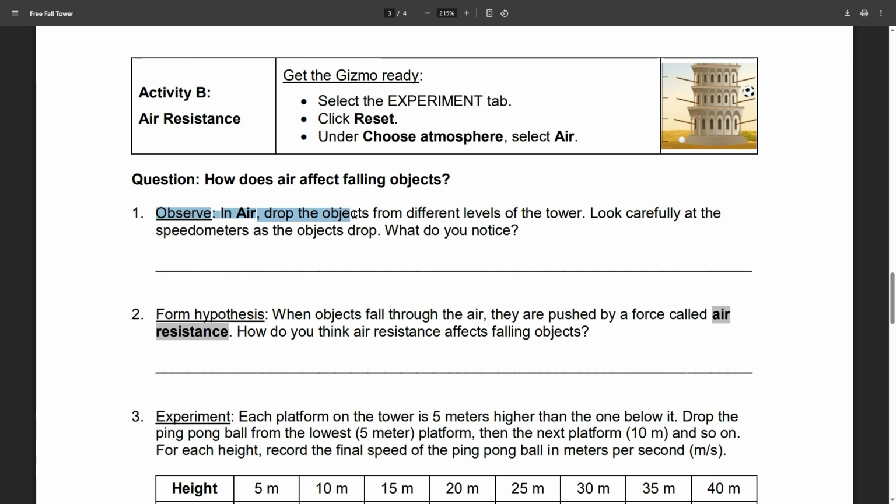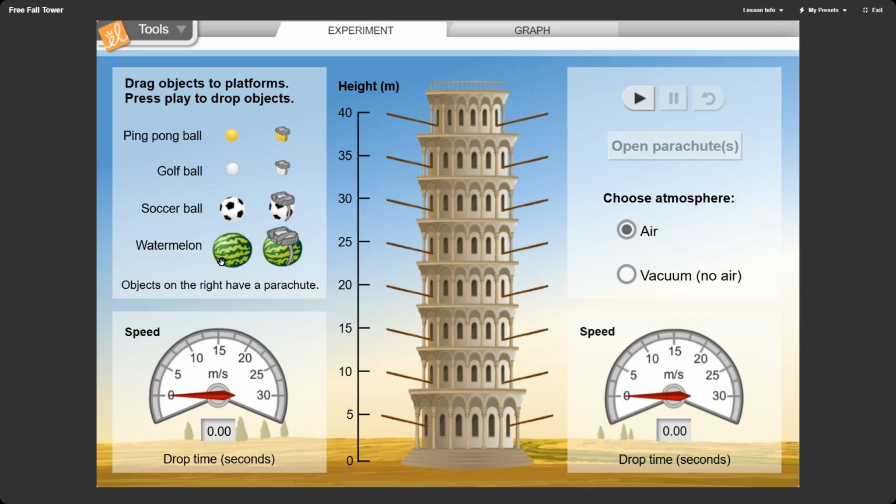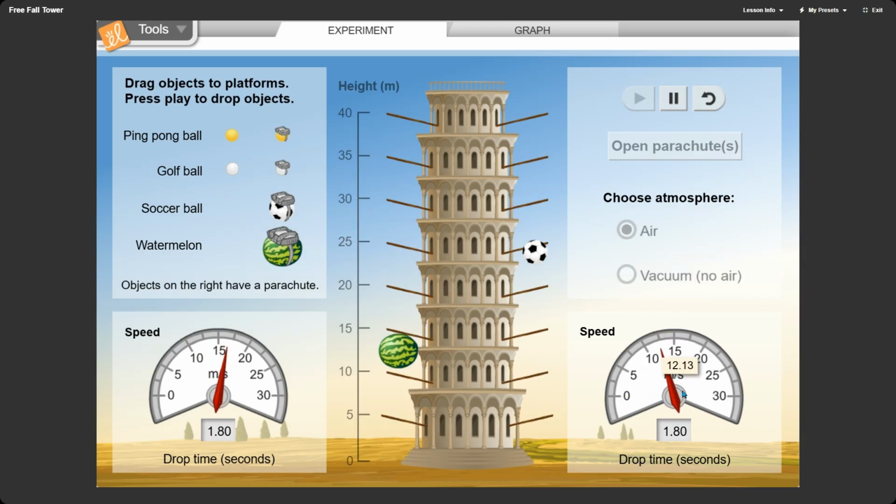Observe. In air, drop the objects from different levels of the tower. Look carefully at the speedometer as the objects drop. What do you notice? So in this one, you take different objects, you put them at different heights, and then you run them. They don't all have to be at 25 and 35. You can do 40 and 20. But the big thing is when you run it, you're looking at speedometer readings and seeing how the speedometer readings change as you drop it at different heights.